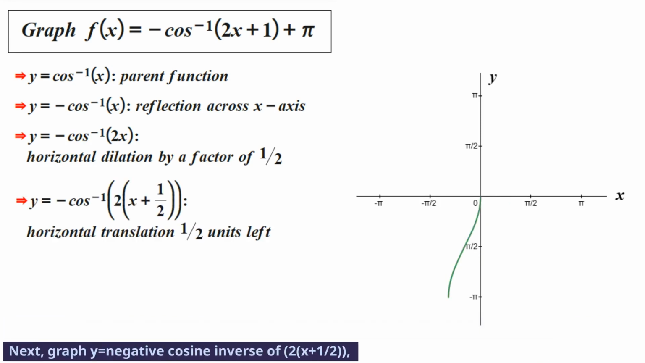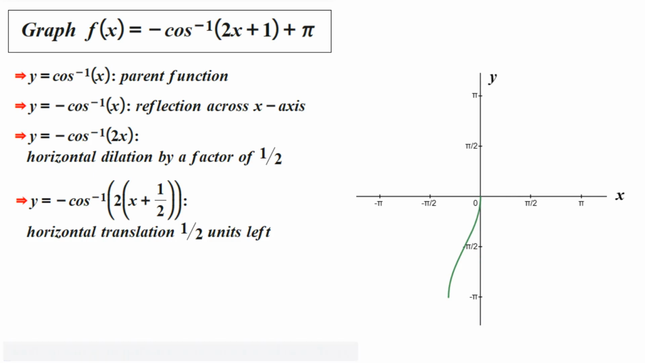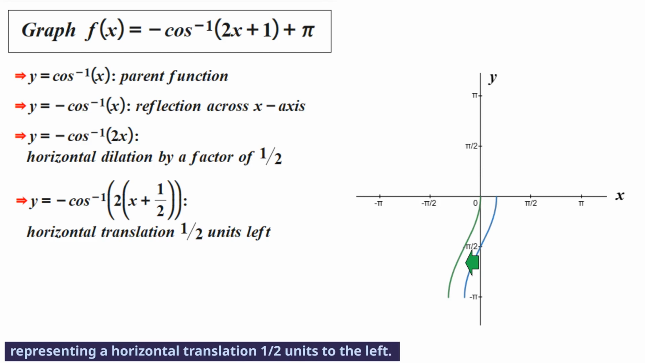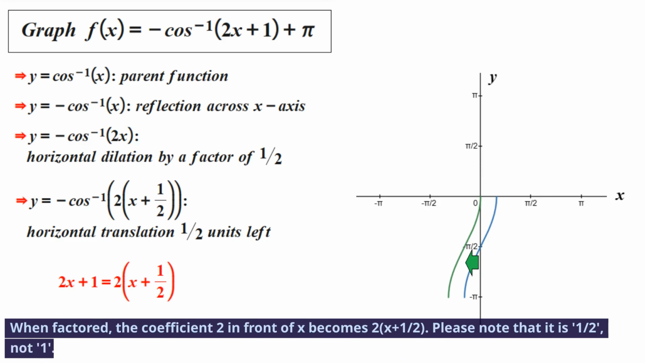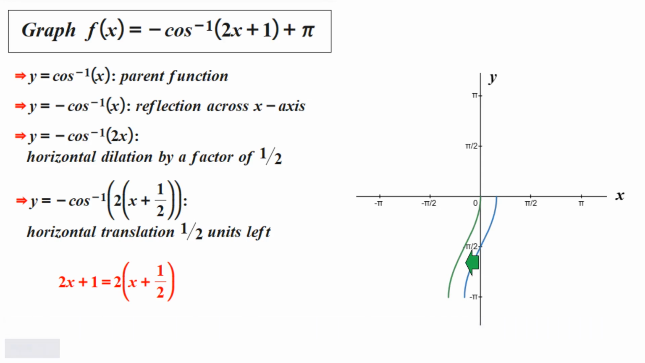Next, graph y equals negative cosine inverse of (2x plus 1/2), representing a horizontal translation 1/2 units to the left. When factored, the coefficient 2 in front of x becomes 2 times (x plus 1/2). Please note that it is 1/2, not 1.